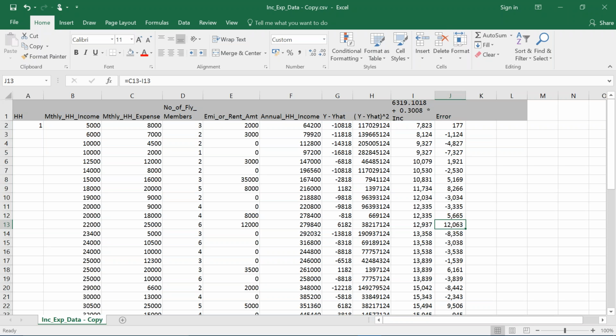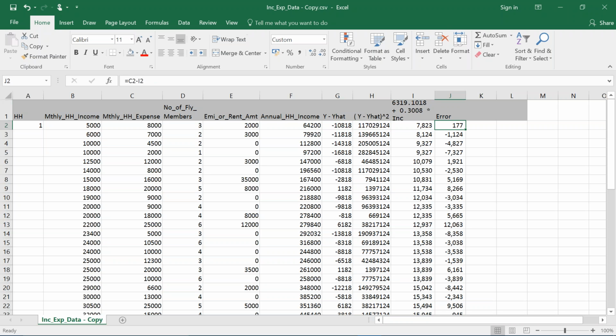So by building the model and then estimating the expense, rather than saying everyone has got 10,818 as an expense, which is the average, I'm now saying this household has got 7,823, this household has got 8,124, this household has got 9,327, and so forth. By doing that, I have reduced my error. I need to now quantify by what percentage I have reduced the error.